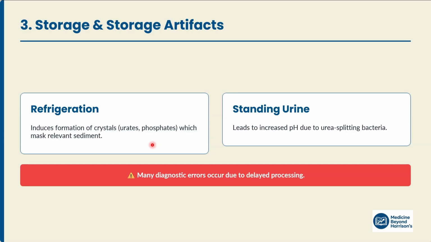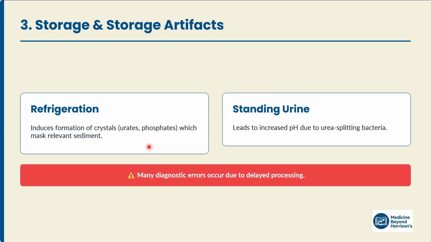Storage: refrigeration induces formation of crystals like urates and phosphates, which mask relevant sediments, so avoid refrigeration. Standing urine leads to increased pH due to urea-splitting bacteria, so don't analyze urine beyond 2 hours. You must follow all these considerations in order to avoid many diagnostic errors due to delayed processing.